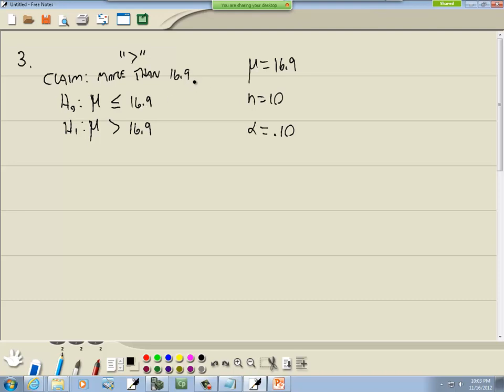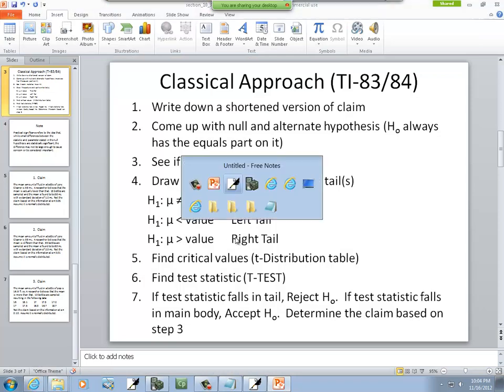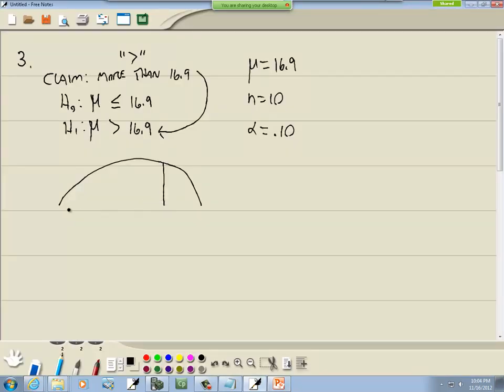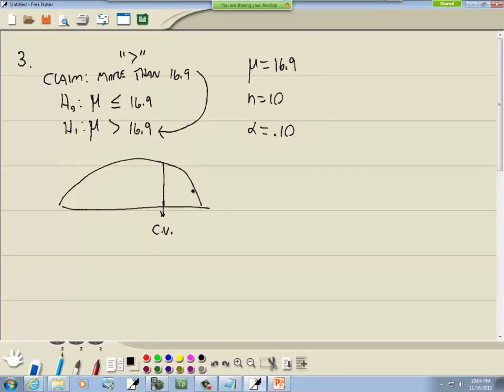Now step 3 is see which one it matches. This is a greater than, this is greater than. It matches H1 yet again. Greater than on H1, picture-wise, is right here, which means right tail. Step 4 says split alpha into the tails. Alpha is 10%, so I'll put 10% there because we only got one tail. If that's 10%, this has to be 90%.